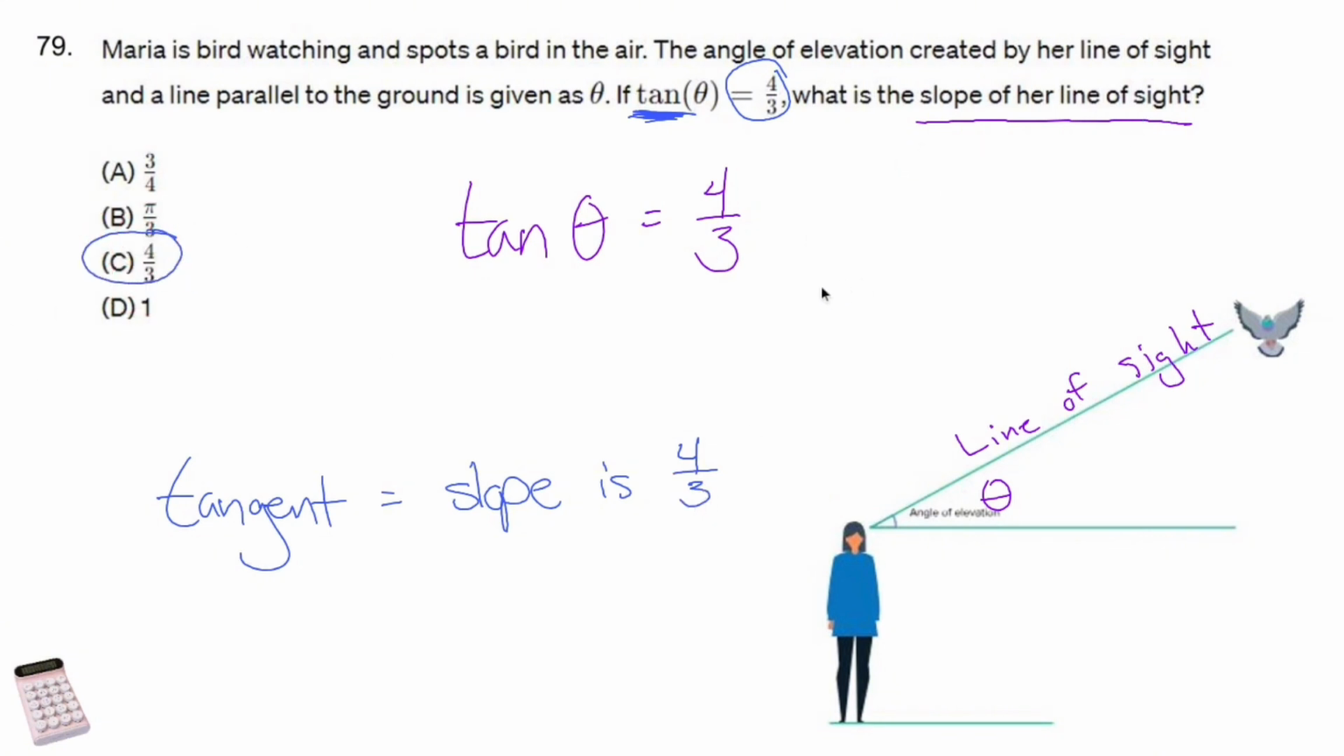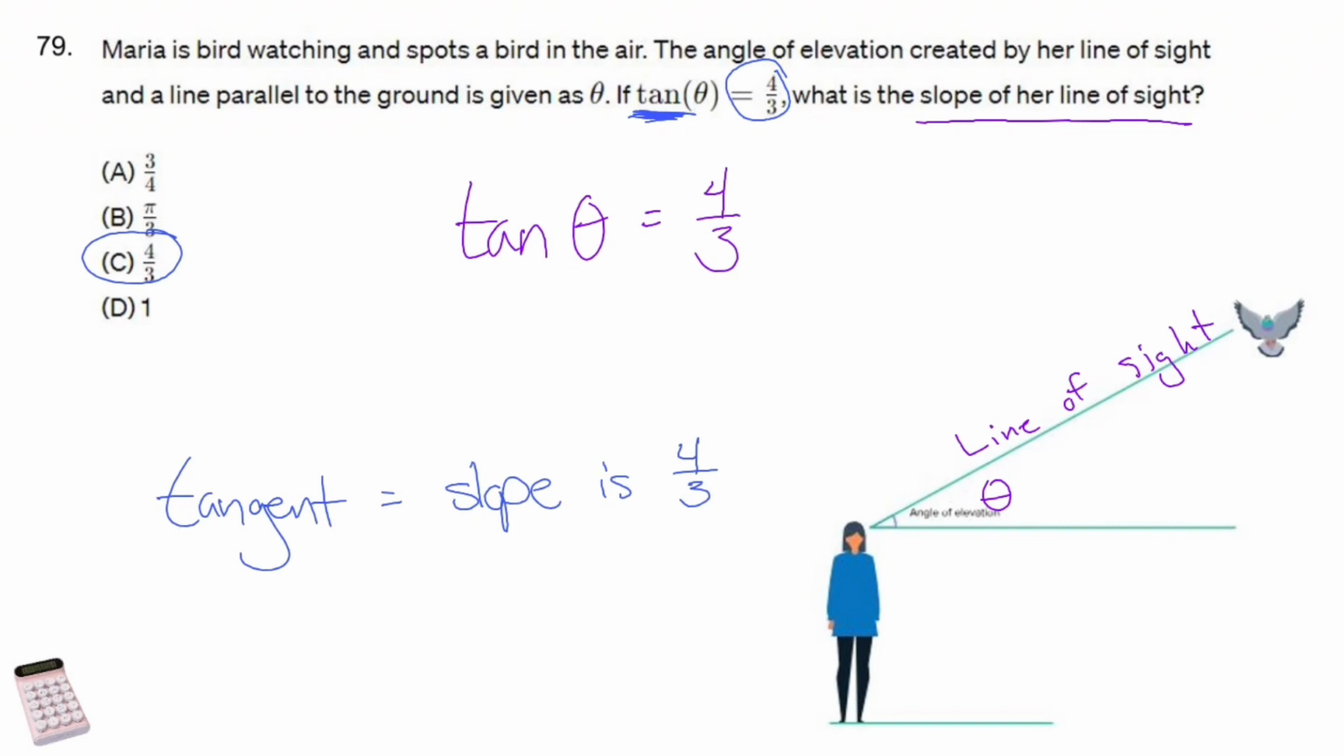And you're thinking, no way. There's no way this problem is as easy as saying tangent's 4/3, slope is 4/3. Yes, it's exactly that easy. Tangent means slope. Tangent means the change in the y values over the change in the x values. So this problem is done. No calculator necessary. That is it.